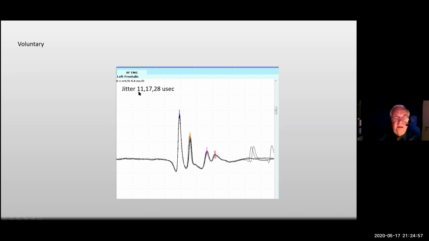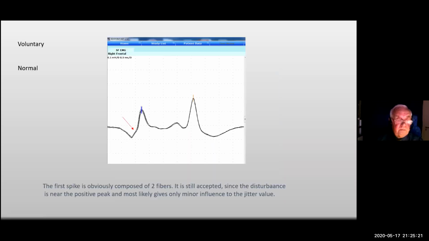And the jitter is similar to standard deviation in the time value. So the normal is something up to 30, 40 microseconds. I will show you, different for different muscles. So this is normal. And myasthenia has 60, 70, 100, 150 microseconds.